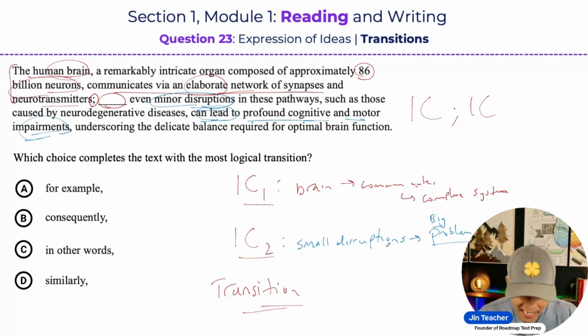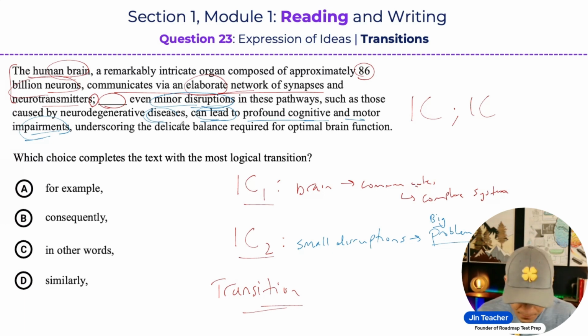So we know that yeah, some of those problems could be like diseases, and that's really it. We don't have to understand it too specifically, in too much rich detail. We're just trying to extract the core idea. Okay, so we have that as our second independent clause: small disruptions to this communication system can lead to big problems.